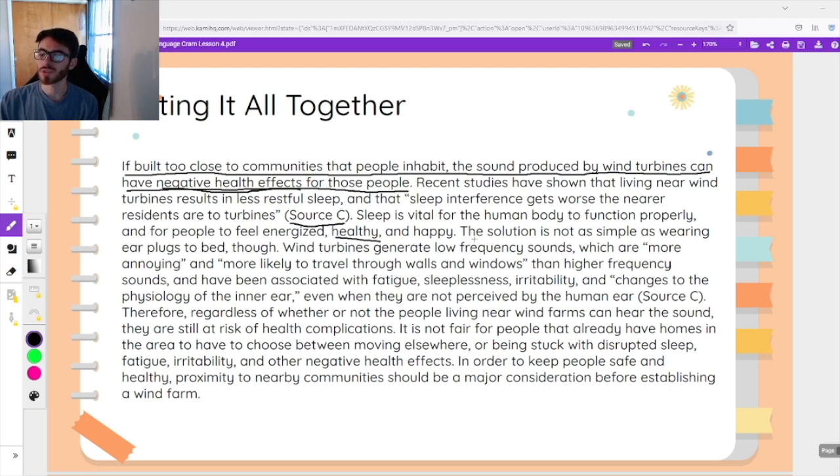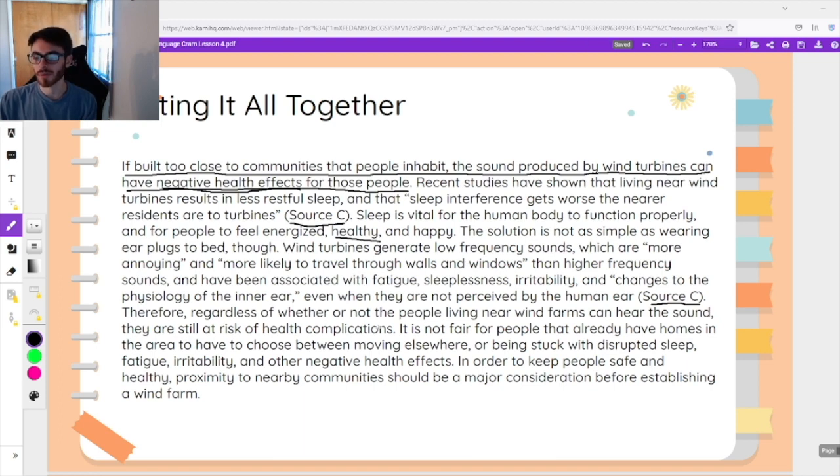And then I kind of use this next sentence to segue into my next piece of evidence. The solution is not as simple as wearing earplugs to bed, though. Wind turbines generate low-frequency sounds, which are more annoying and more likely to travel through walls and windows than higher-frequency sounds and have been associated with fatigue, sleepiness, irritability, and changes to the physiology of the inner ear, even when they are not perceived by the human ear. Source C. So that's my second piece of evidence there. Then I go into commentary.